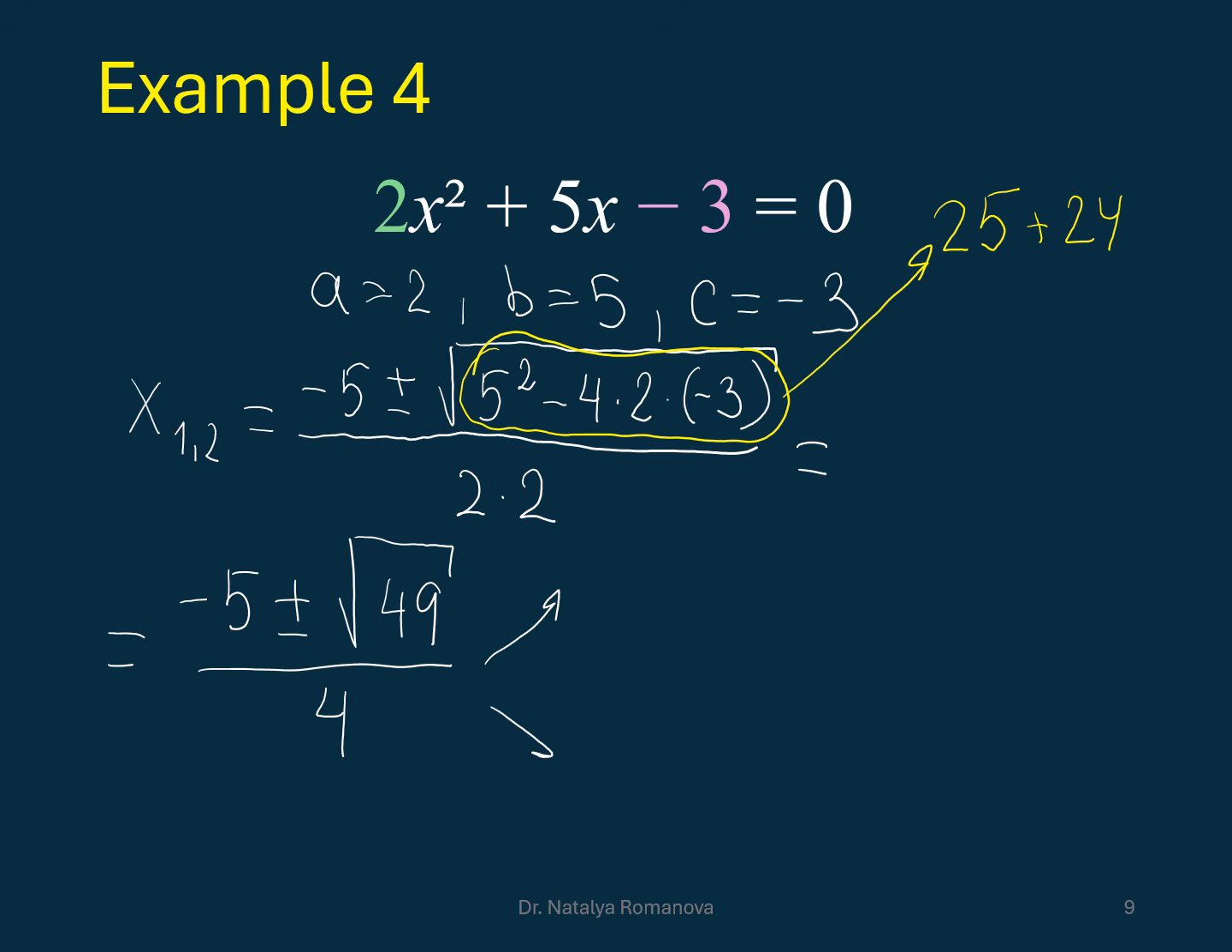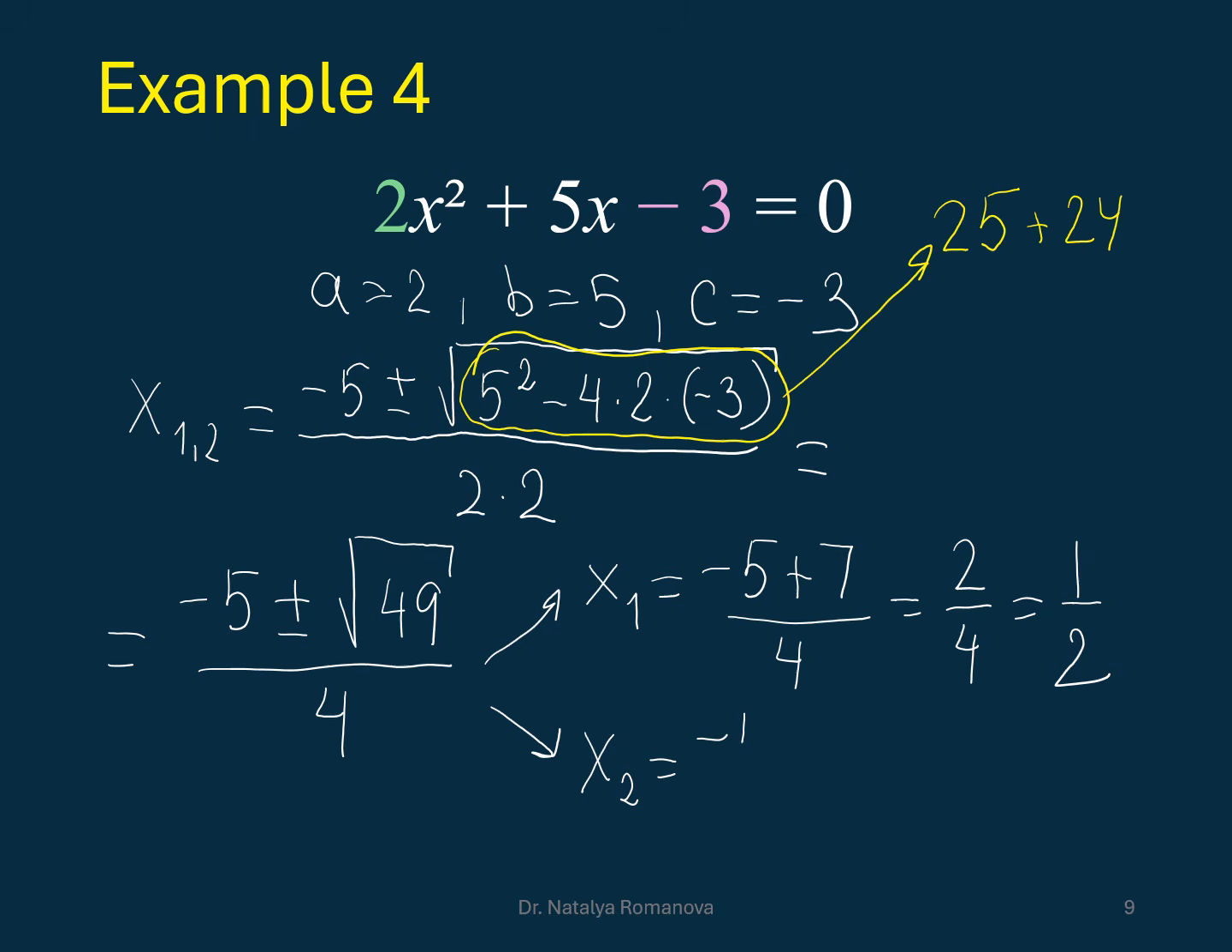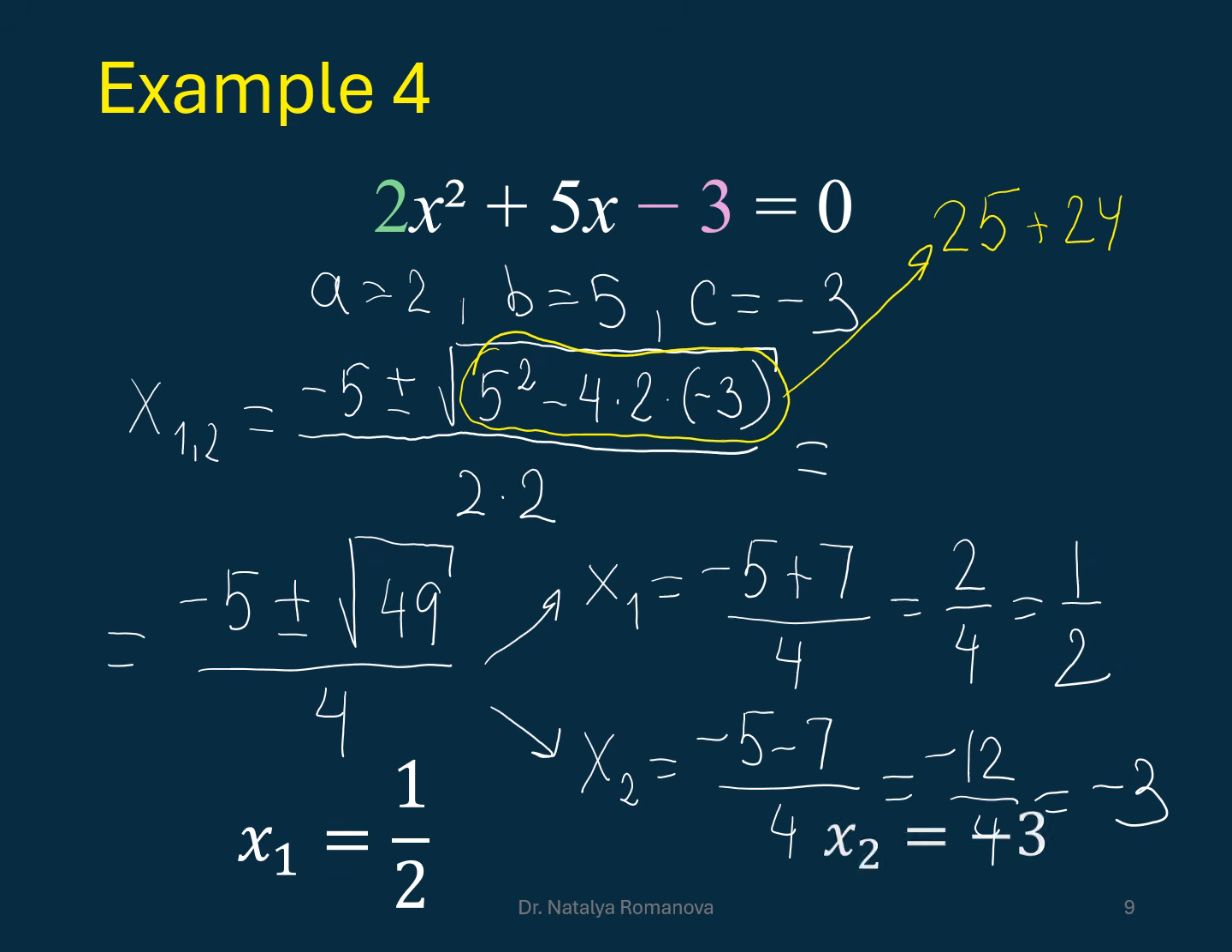Now we find the first root and the second root. So we take plus for the first root, negative 5 plus square root of 49, 7, over 4. It is 2 over 4, cancel out 2, 1/2. x sub 2 equals negative 5 minus 7 over 4. Negative 12 over 4 equals negative 3. So 1/2 and negative 3, it is the correct answer for our example 4.